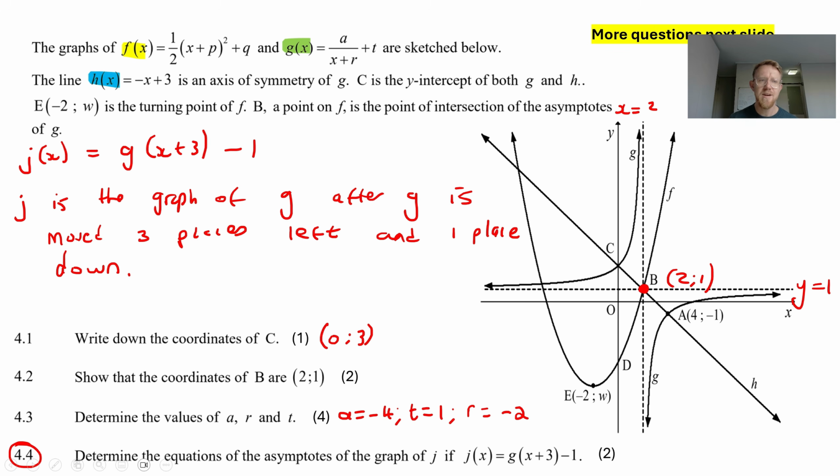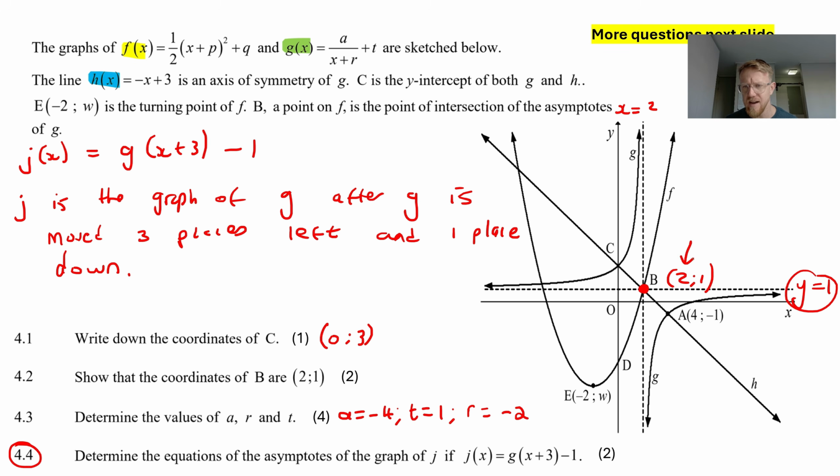Okay, so if you take the current graph of G, which is this hyperbola that I showed you, sorry, it's just the hyperbola part, that part and that part. If you look at its asymptotes, which are these ones and these ones, what are those equations going to become after you do this? So if you move them 3 places left, where is this vertical line going to go? What is the x value of that going to become?